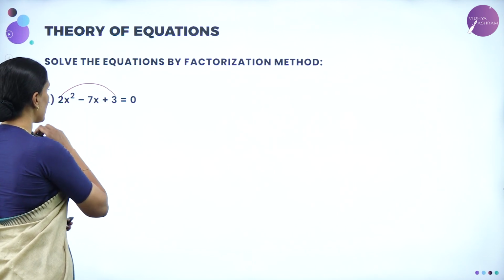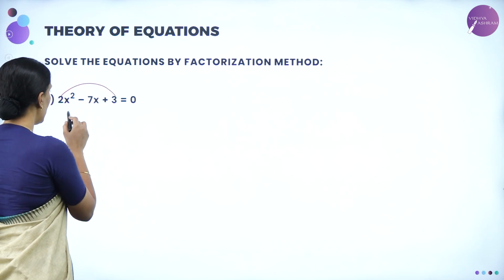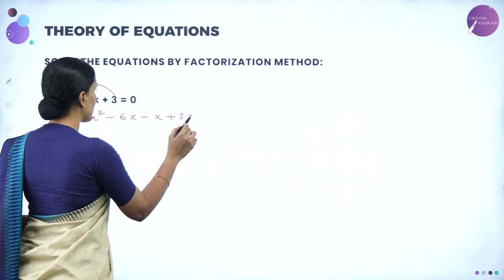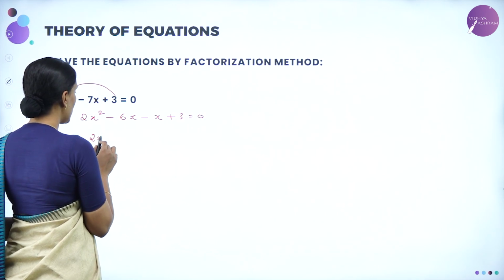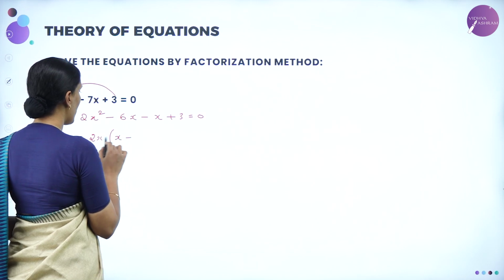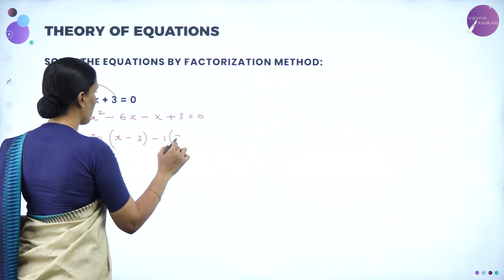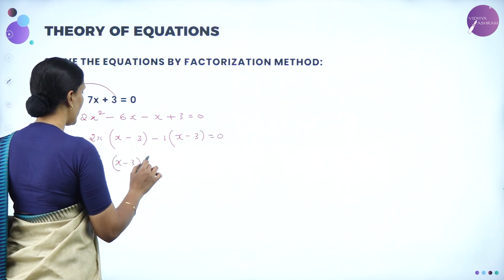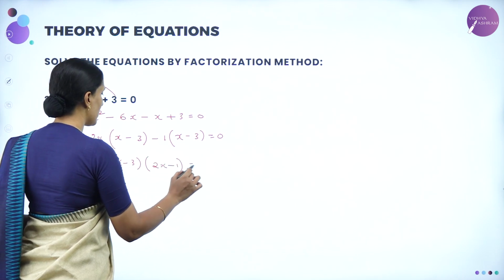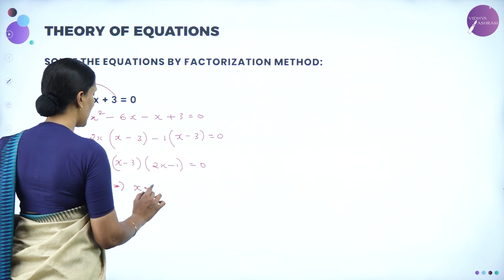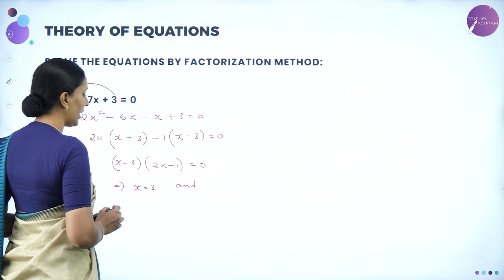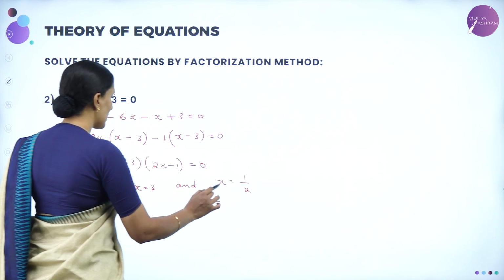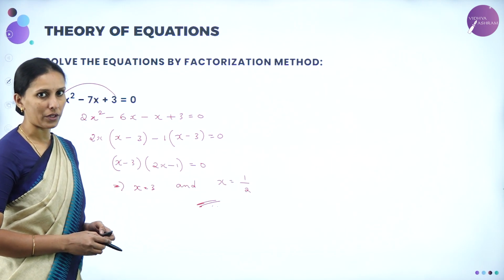So here, 2 threes are 6 and when you add, it should be minus 7. So I'll write this in the form of 2x square minus 6x minus x plus 3 is equal to 0. I'll take 2x as a common factor from the first two terms. Then I'll get x minus 3, and minus 1 I'll take as a common factor, x minus 3 is equal to 0. So again, taking x minus 3 as a common factor, I'll get 2x minus 1 is equal to 0. So this implies x is equal to 3, and if I take 2x minus 1 is equal to 0, then I'll get x is equal to 1 by 2. Therefore, these are the solutions for the given quadratic equation.